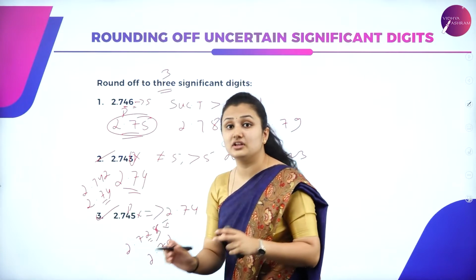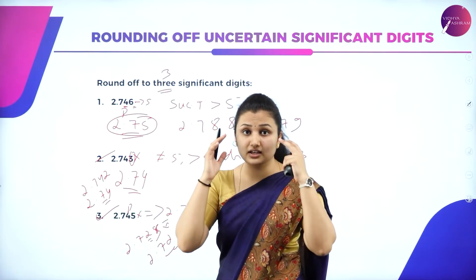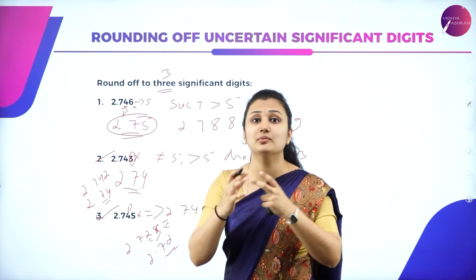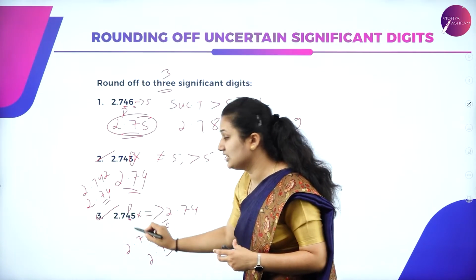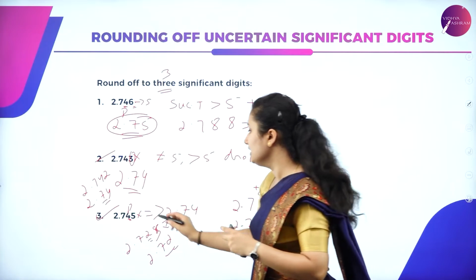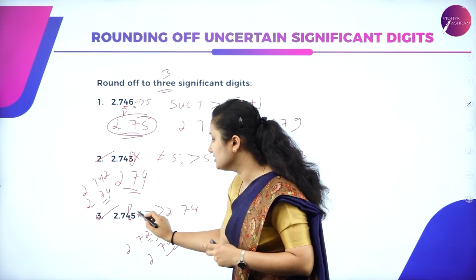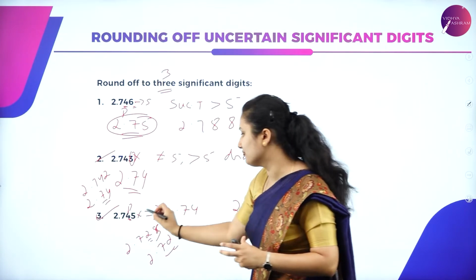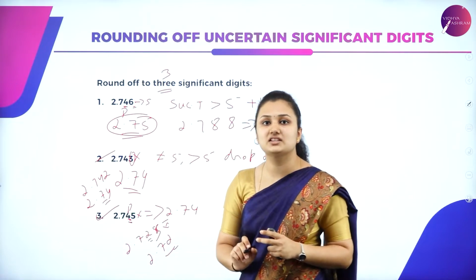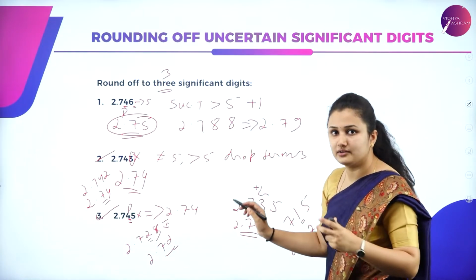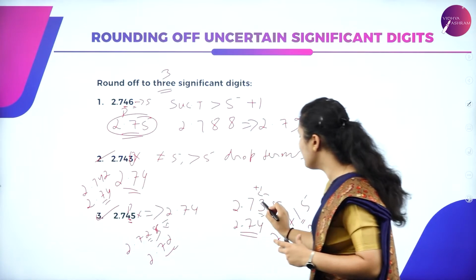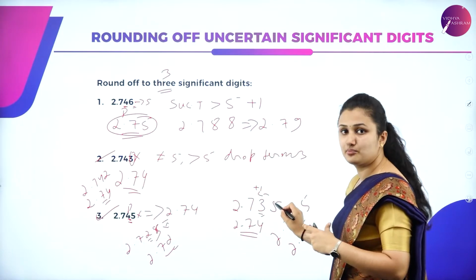And if the last term is equal to 5, then it is complex. You should think more. If it is equal to 5, you should consider whether the preceding term is even or odd. If it is even, then you will drop the 5 and write the preceding term as it is. If the preceding term is odd instead of even, then the 5 has importance.